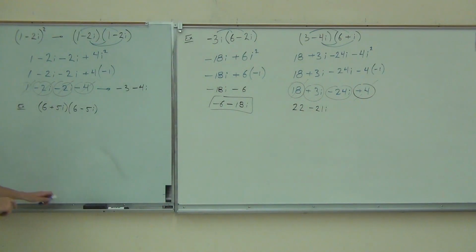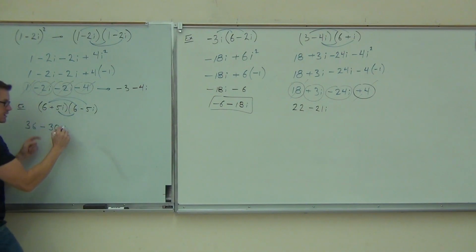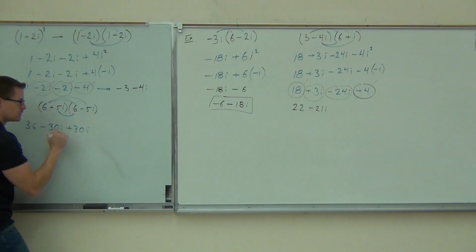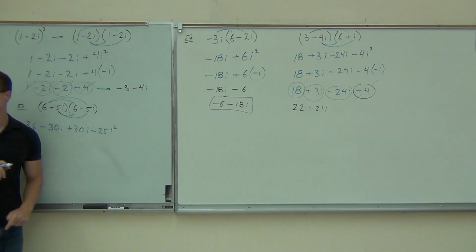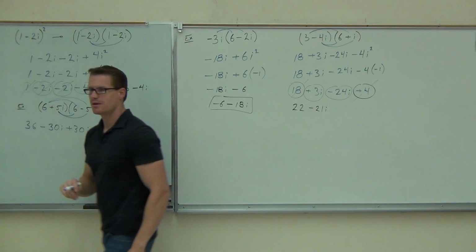So distributing, can you all tell me what's the first thing I'm going to get? 36. Okay, keep going. What's the next thing I'm going to get? Minus 30i. Yeah, that's right. Do you see where we're getting the minus from? Plus 30i. Great, okay. Minus 25i squared. Positive times a negative, that's a negative. Don't forget the i squared. That's going to change your problem, right?